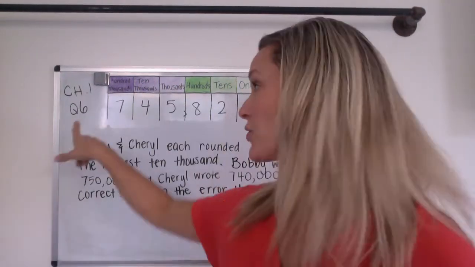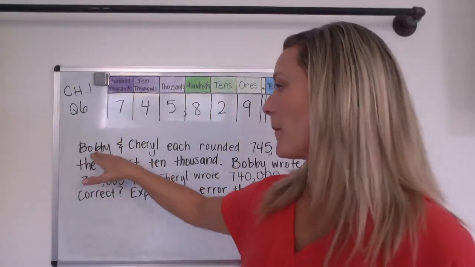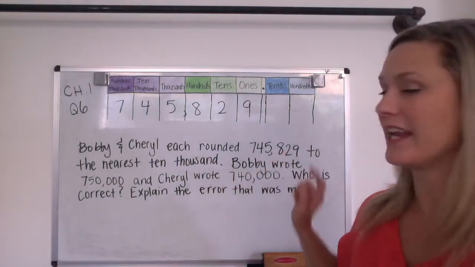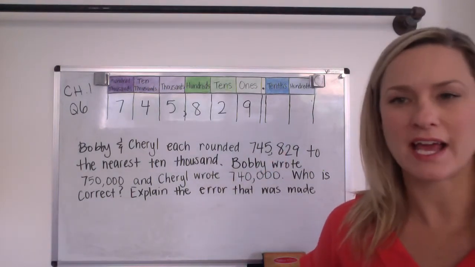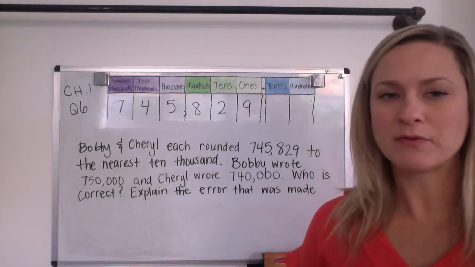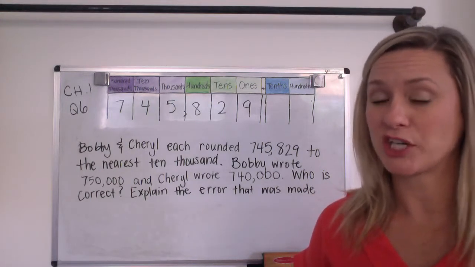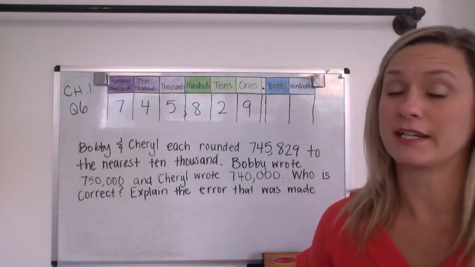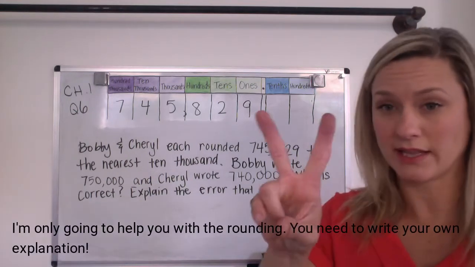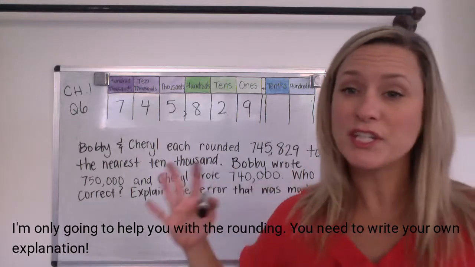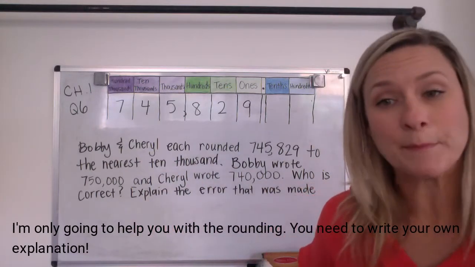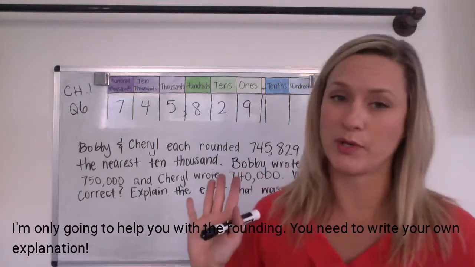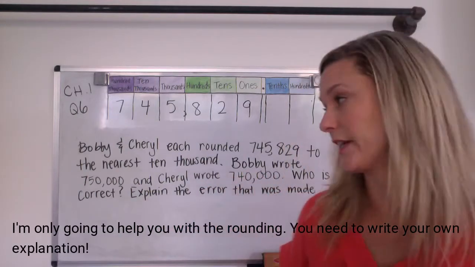All right, kids, we're going to do question number 6. So Bobby and Cheryl each rounded 745,829 to the nearest 10,000. Bobby wrote 750,000 and Cheryl wrote 740,000. Who is correct? And explain the error that was made. Okay, this is a two-parter, so if you only do one piece, you only get part of the credit. So when you take your assessment, you have to make sure you put down both pieces of your answer.